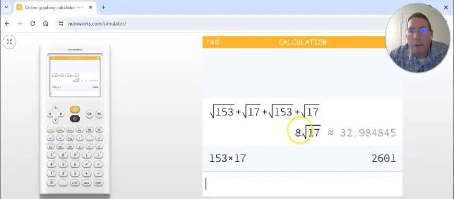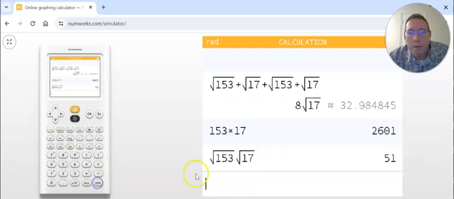Well, we'll get to the square root in a minute. But the question is, is it true then that the square root of 17 times the square root of 153 is the square root of 2601? Well, the answer is yes. But let's try it. Square root of 153, and we'll arrow out, and then times the square root of 17. Enter. It's actually equal to 51. Wow, that's cool. So the square root of 2601 is actually 51.